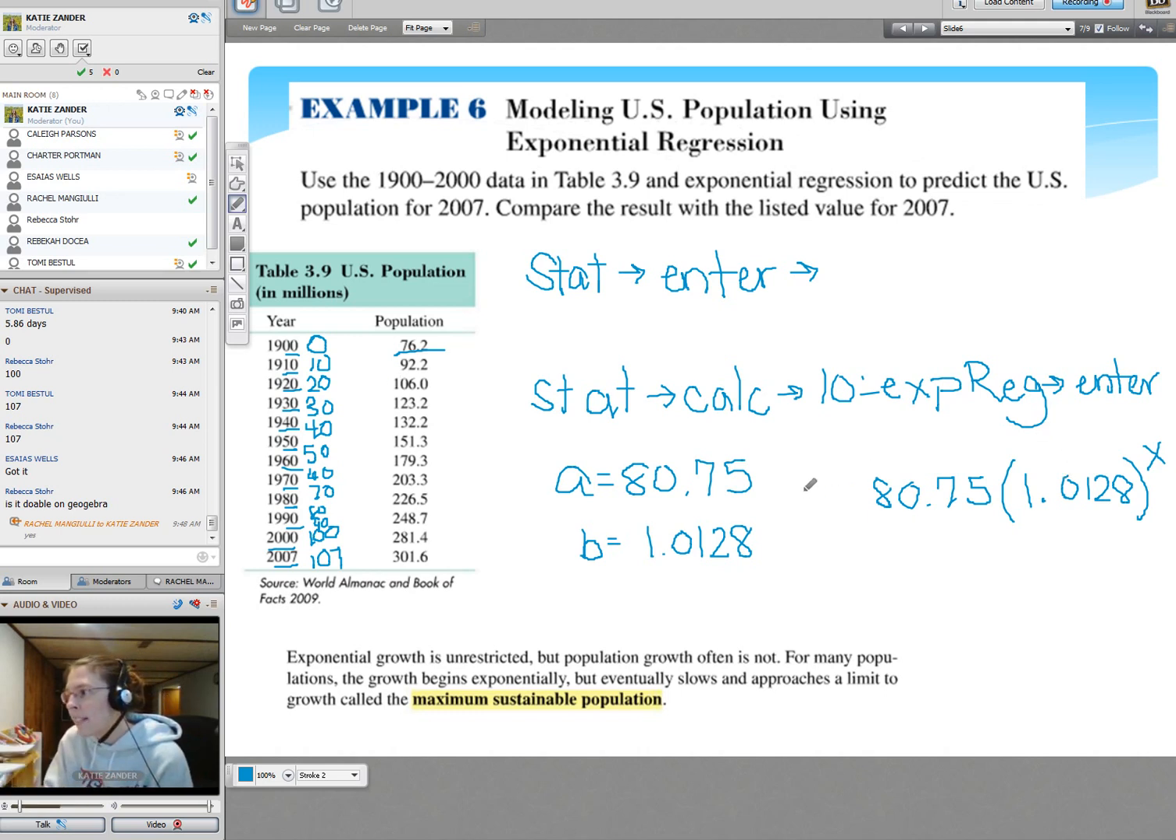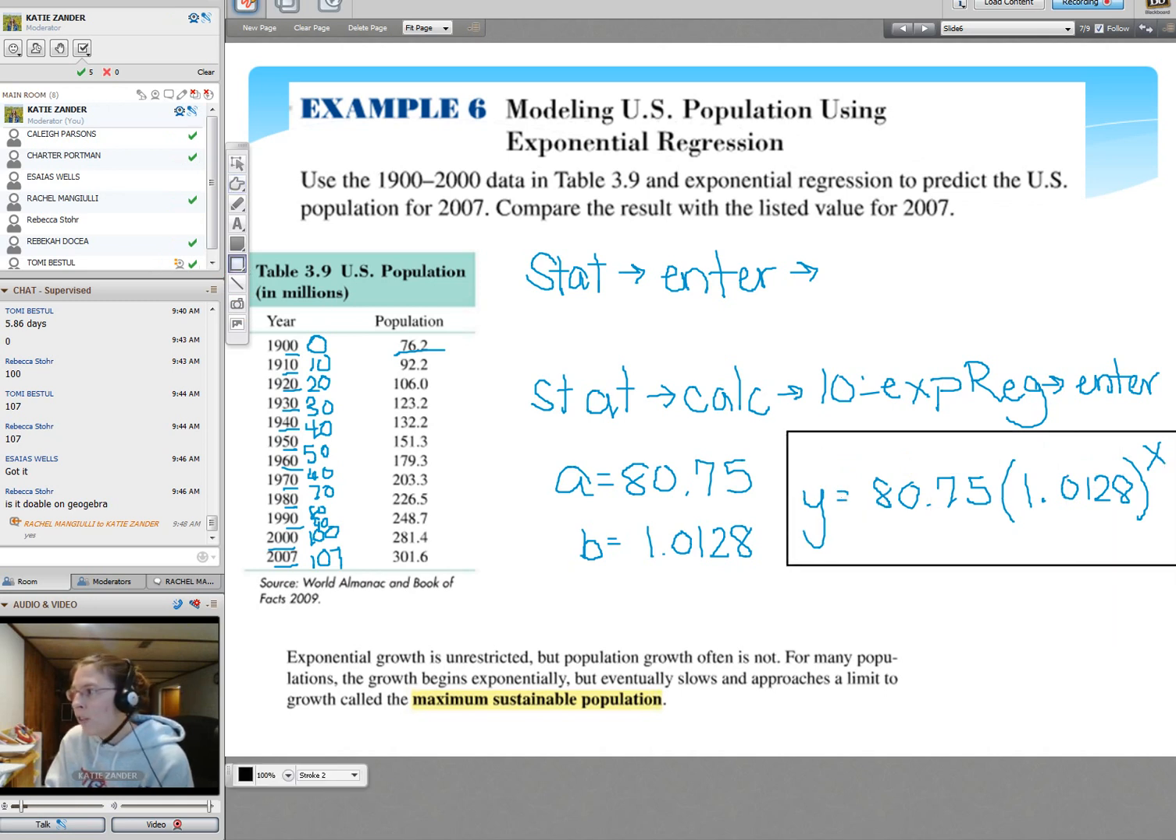It's saying that this is a growth model, that population is growing over time because my base is 1.0128. In fact, it has a growth rate of about 1.28%. So there's a lot we can tell just based off this data. If you're given lists, you don't have to do it all mentally. You can plug them into the calculator and use this feature to get the equation.